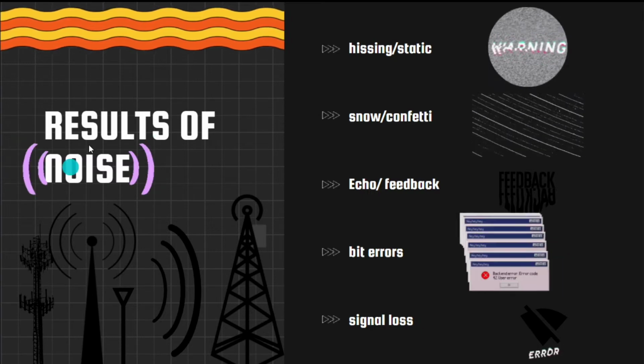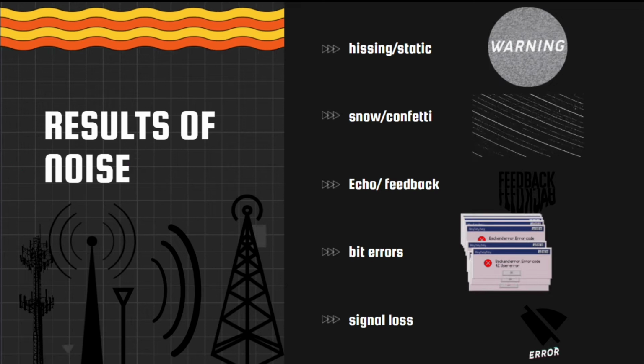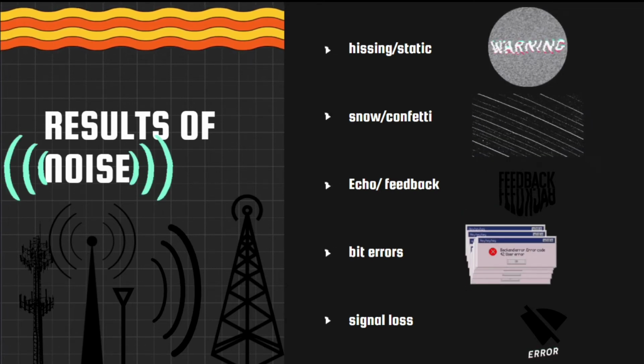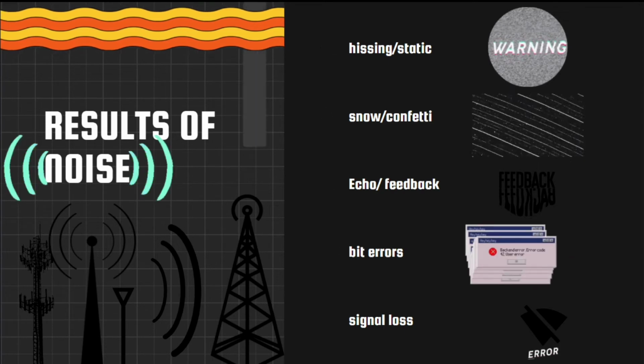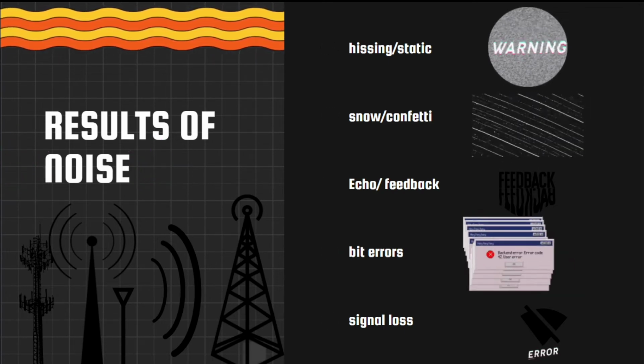So next, what are the results of noise? So first is the hissing or static, second is snow or confetti, third is echo or feedback, and fourth is bit errors. And eventually, it can also result in signal loss.